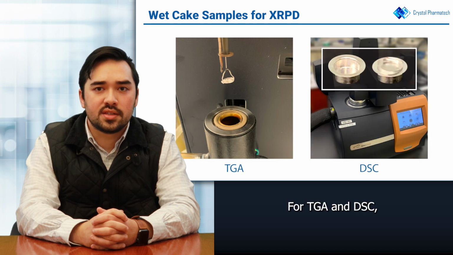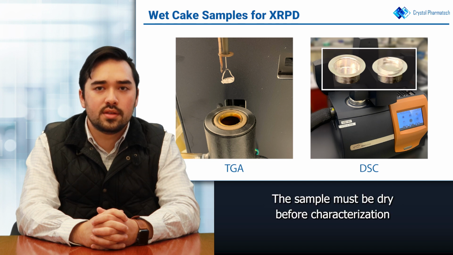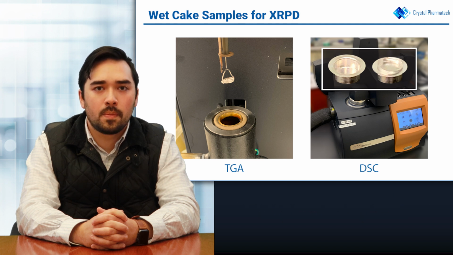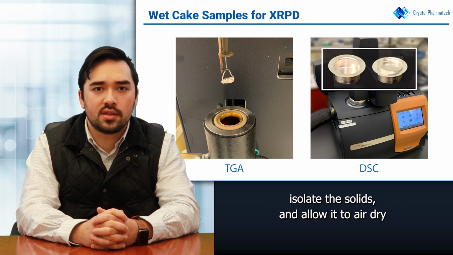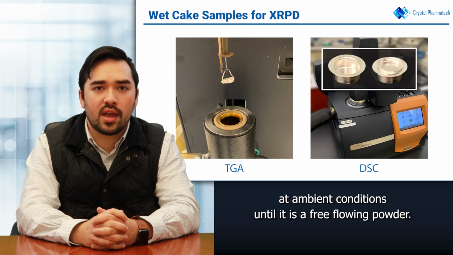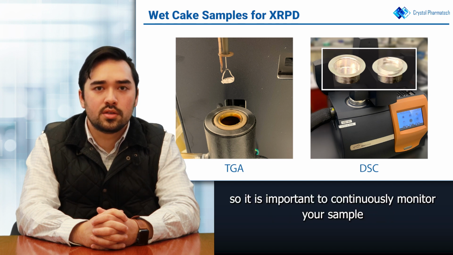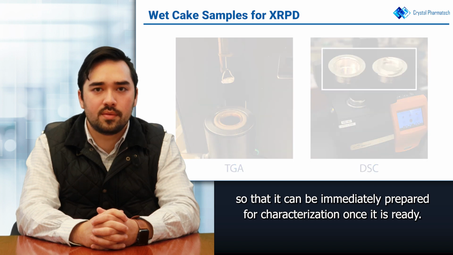For TGA and DSC, the time dependence control can be more difficult. The sample must be dry before characterization because residual solvent from the wet sample may skew the results. One strategy that may work is to centrifuge your sample, isolate the solids, and allow it to air dry at ambient conditions until it is a free-flowing powder. For organic solvents, this may only take a few minutes, so it is important to continuously monitor your sample so that it can be immediately prepared for characterization once it is ready.